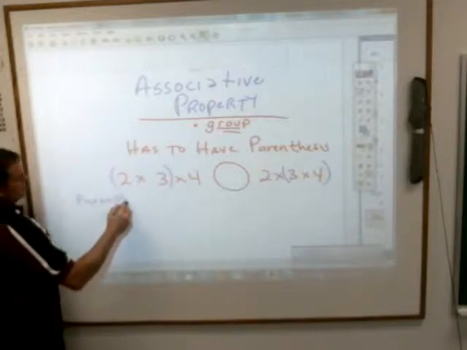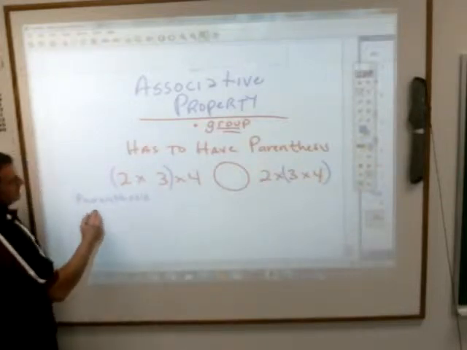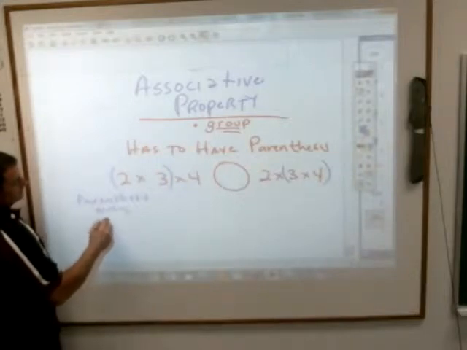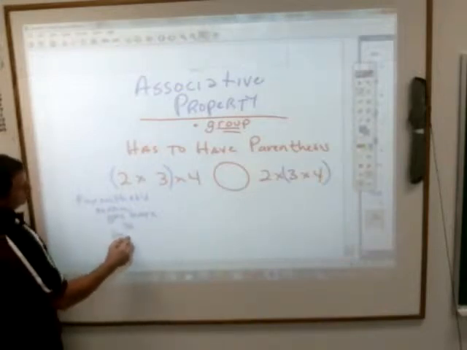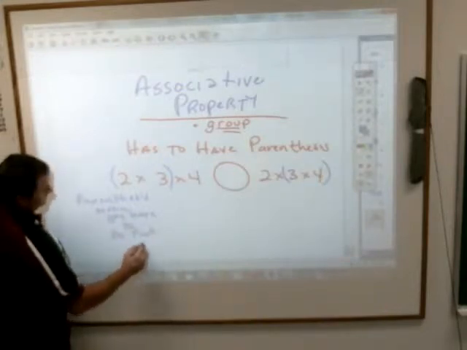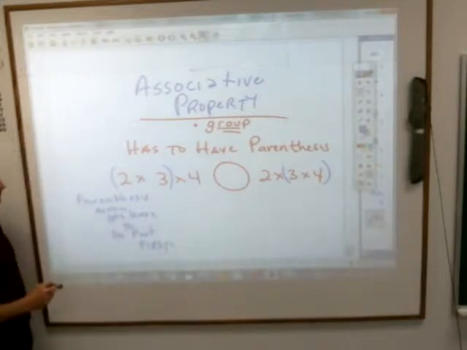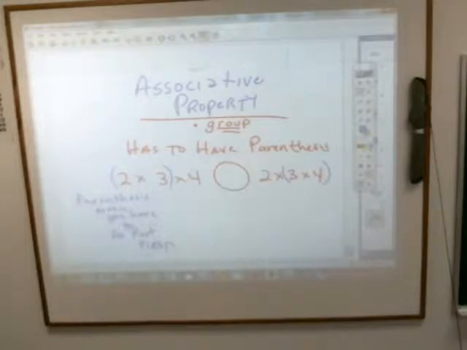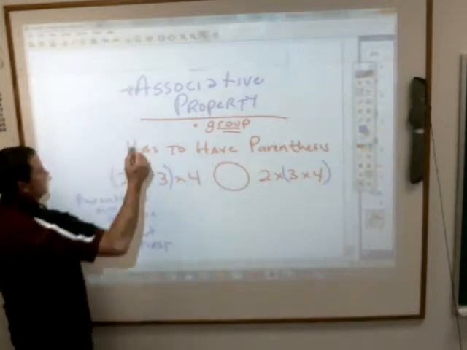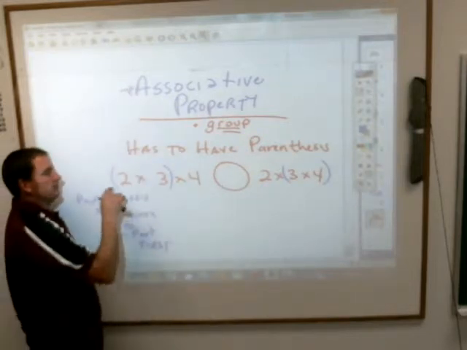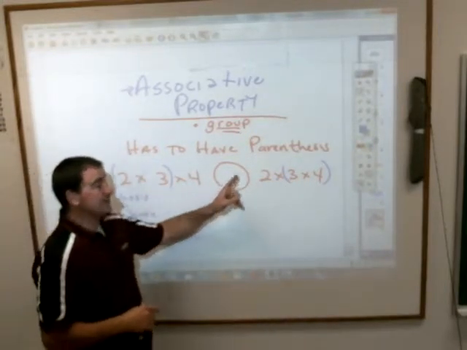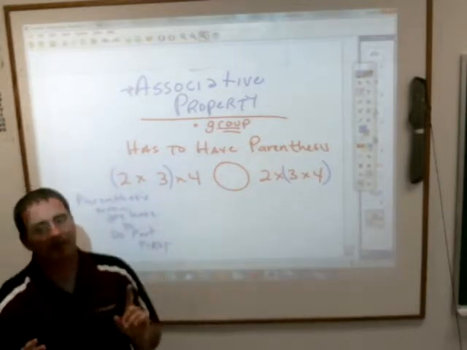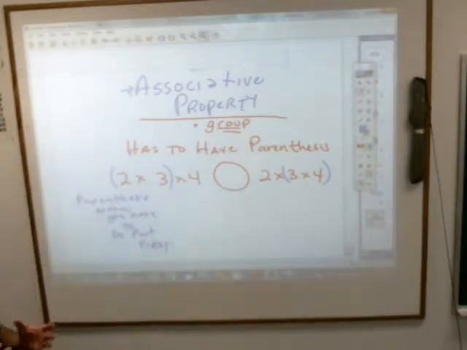Let's write that down. Parentheses mean you have to do that part first. And the other thing to notice when you're talking about the associative property, to be very, very well aware of, notice that the numbers are in the same order. Okay, there's a 2, a 3, and a 4, and a 2, a 3, and a 4. The numbers haven't moved. The only thing that's changed is the parentheses or what you've grouped together.